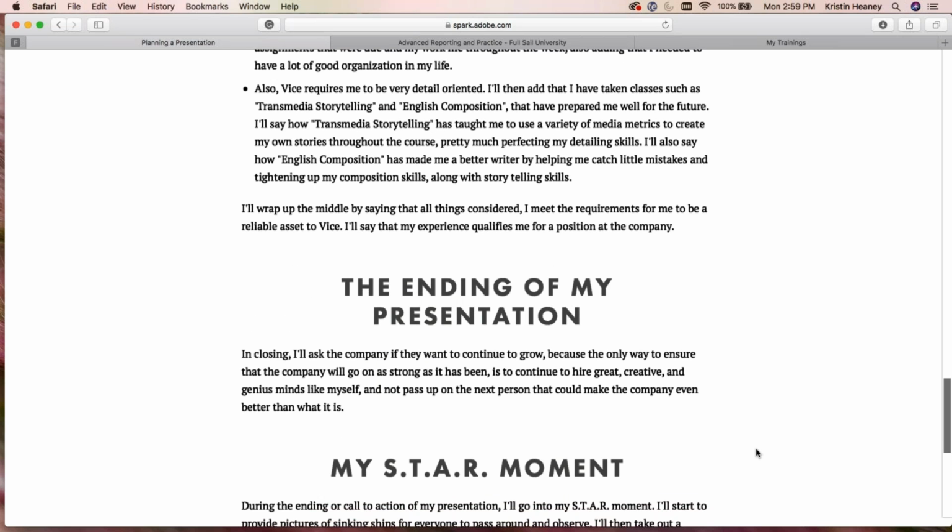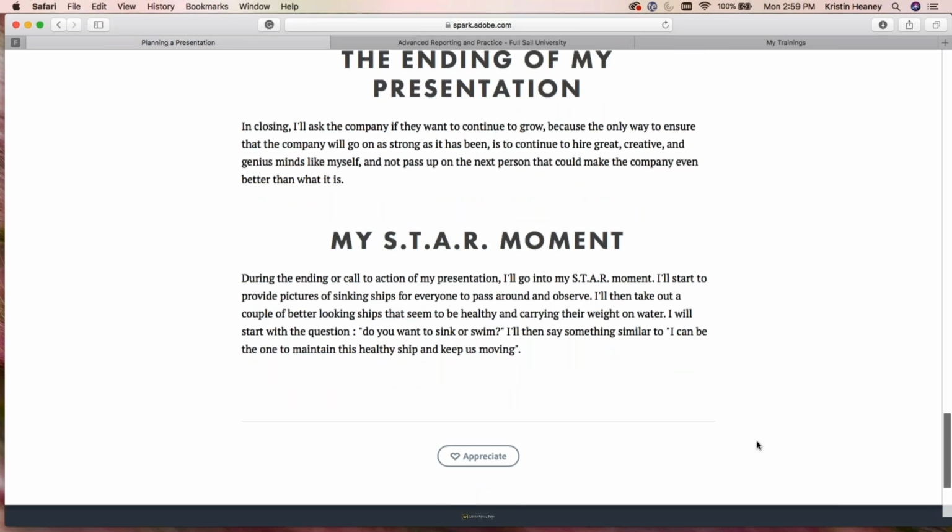He puts his ending in here. I would have liked to see a little bit stronger of a call to action here, but definitely on the right track for his assignment. And then lastly, he talks about his star moment, and he's going to provide pictures, which are going to be evocative visuals. So I clearly know which of the five, if not more, star moments he was going to use in this presentation.